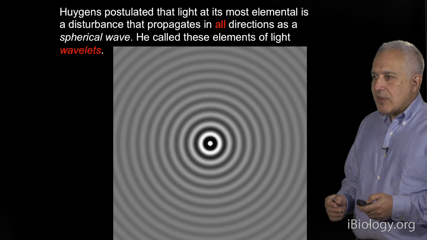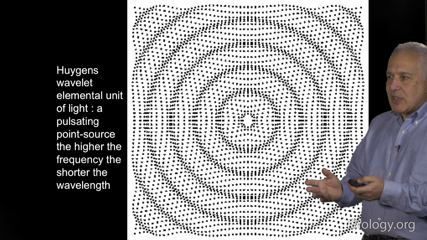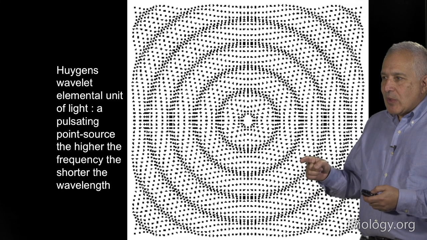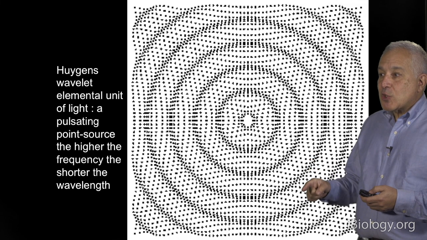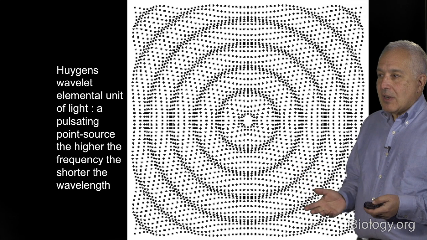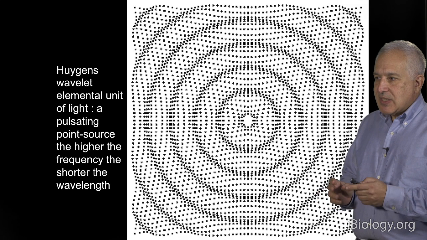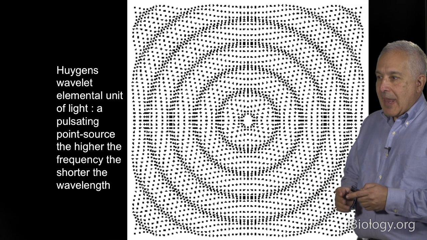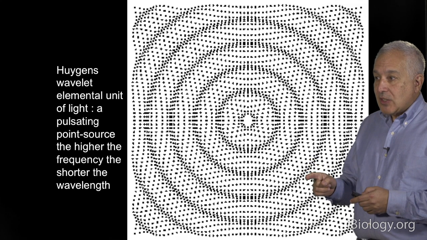So a Huygens wavelet can be thought of as a pulsating little point of light. I'm showing here sort of a diagram of that pulsation, where there would be a point of light, and that pulsation, that is sort of the fluctuation of the wave, where the distance between the crests of these waves are basically the wavelength of light. This is the unit of light. It's an infinitesimally small unit, and shorter wavelength light has the spacing closer together and the frequency of the pulsing higher.